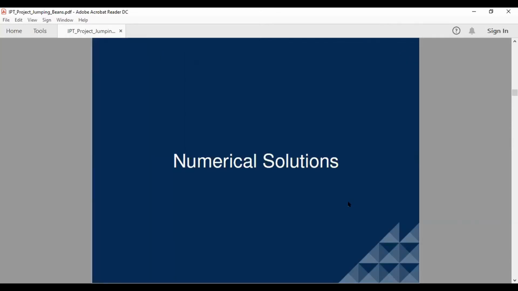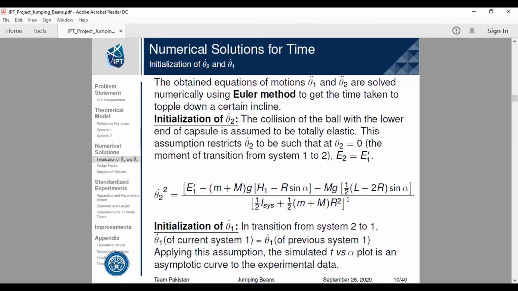Now moving on to the numerical solutions. The obtained equations of motion of theta 1 double dot and theta 2 double dot are solved numerically using the Euler method to get the time taken to topple down a certain incline. While solving numerically using the Euler method, we initialize theta 2 dot with the following assumption. The collision of the ball with the lower end of the capsule is assumed to be totally elastic.